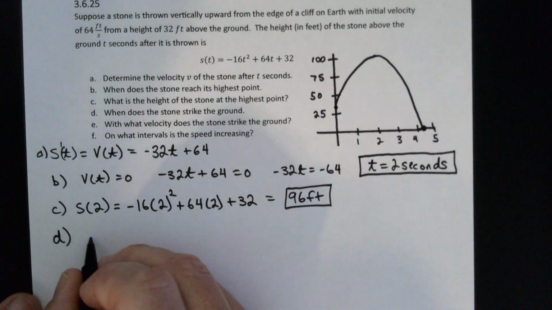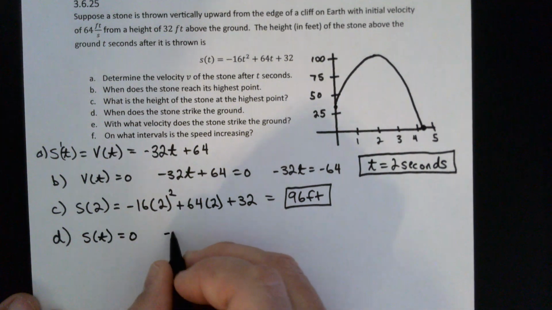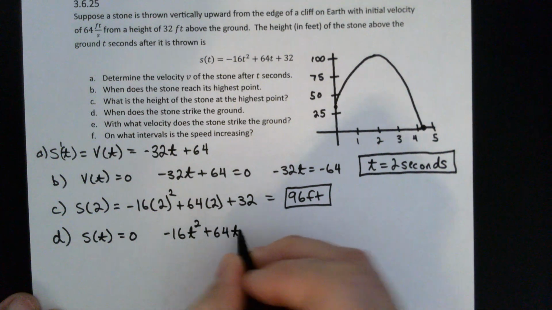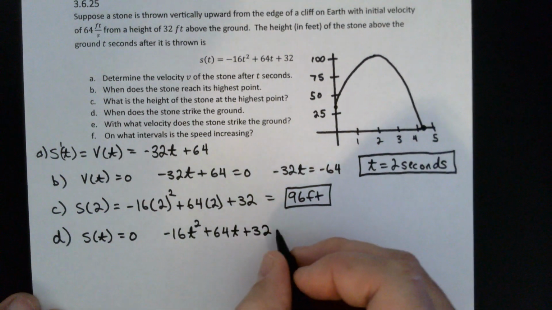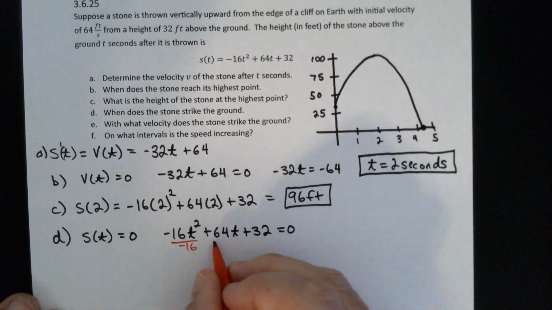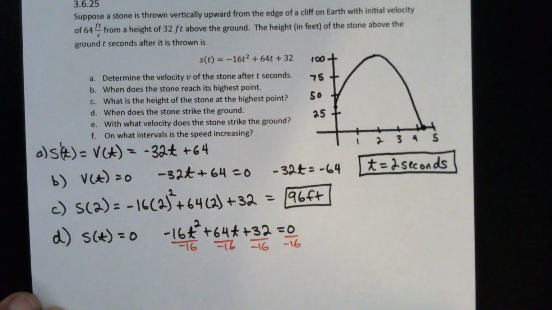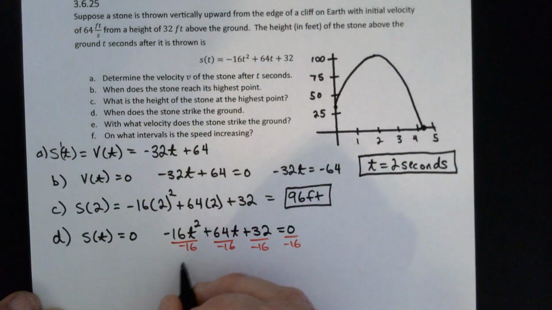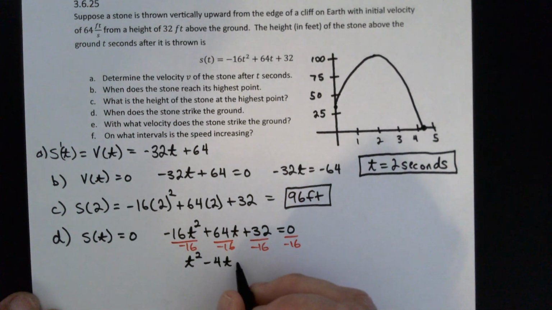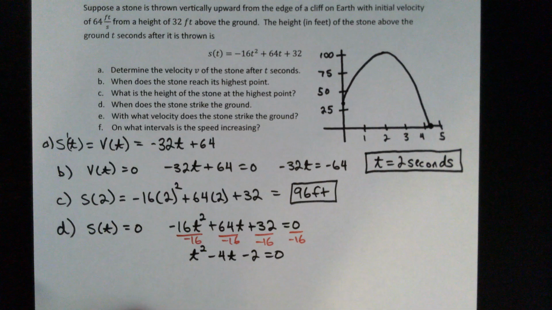So we need to set s of t equal to 0 and solve, which means I get negative 16t squared plus 64t plus 32. Set that equal to 0. I'm going to divide everything by negative 16. And when you divide the 0 by negative 16, it does not change. So that becomes t squared minus 4t minus 2 equals 0. Now, you can try to factor that, but it is not factorable.